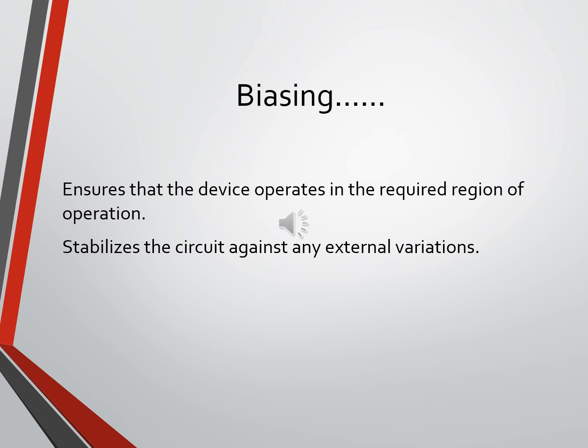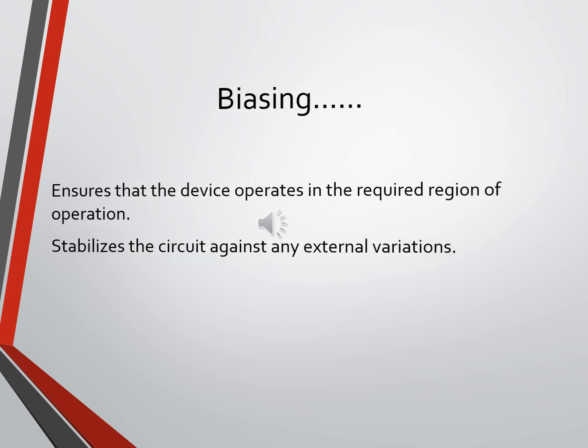So, the need for biasing. What is the need for biasing? The first point is that it ensures the device operates in the required region of operation, and the second point is that it will stabilize the circuit against any external variations.